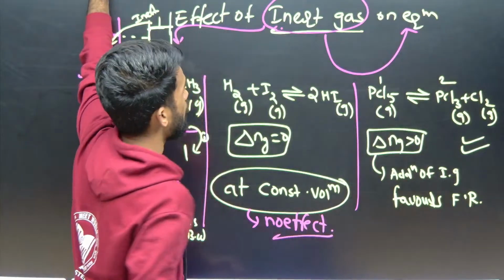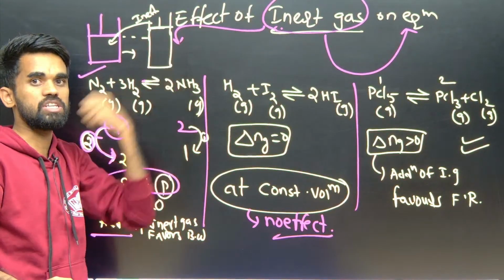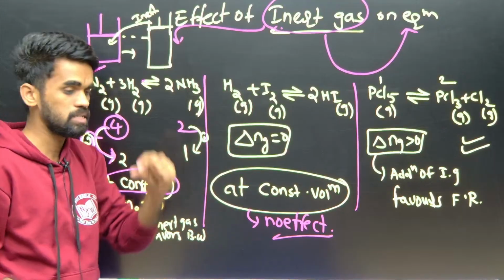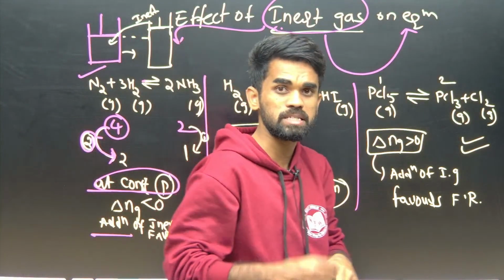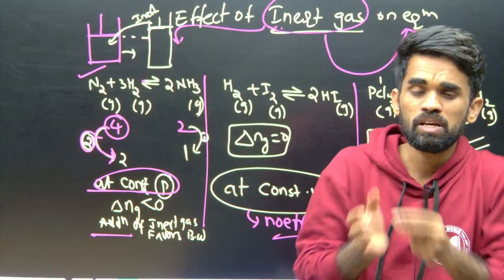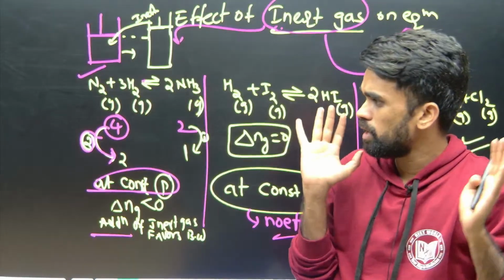Now, whatever I discussed is at constant pressure. At constant volume, there is no change in volume, no expansion or compression taking place. Therefore there is no effect of the addition of inert gas. Even if we add inert gas without any change in volume, there is no effect, because the number of gaseous reactants and products present in unit volume remains the same if there is no expansion or compression. Okay, right.